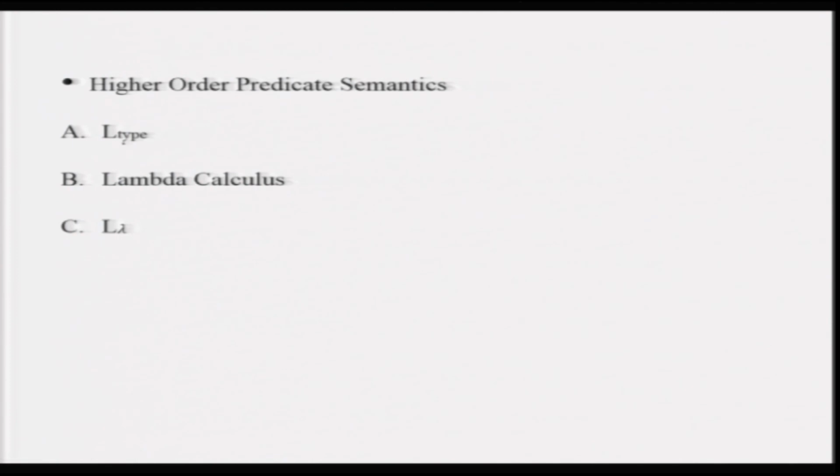So the first one is L type. This is based on Russell's type theory. So here is a language based on Russell's type theory. We learn Russell's type theory, and then we'll also study the language called L type. And L type also has two versions, one artificial, and then we'll use that artificial construction for understanding a natural language which is pretty much like English.